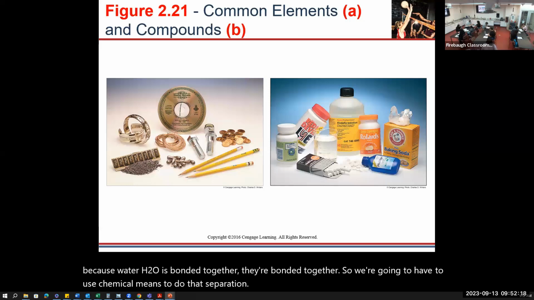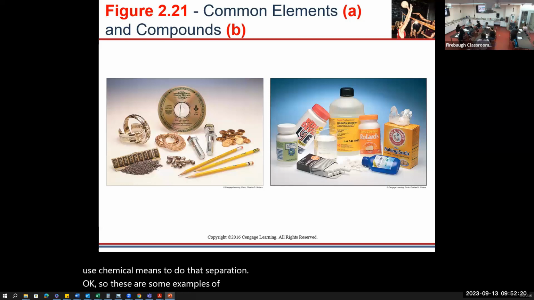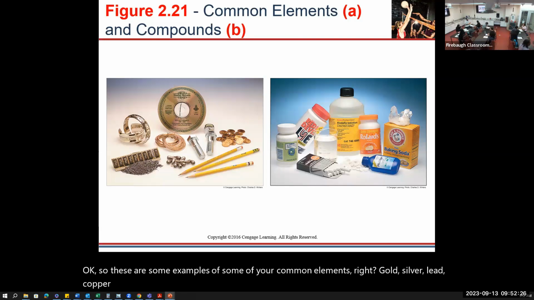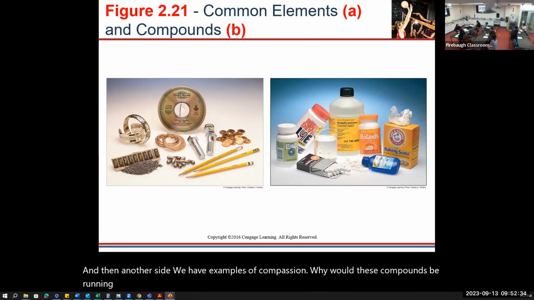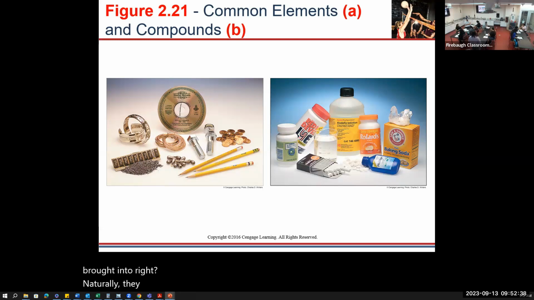Okay, so these are some examples of your common elements, right? Gold, silver, lead, copper, silicon. And then on the other side, we have examples of compounds. A lot of these compounds we run into naturally, like baking soda, which is sodium bicarbonate.